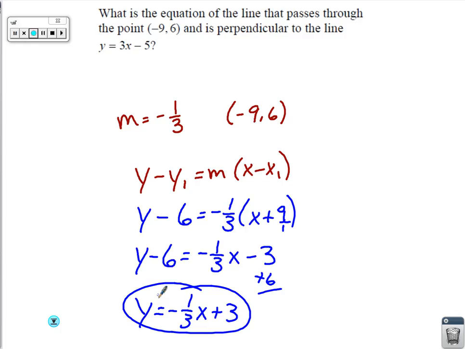You can check it. The slope of my original line was 3. The slope of this line is -1/3. They have opposite reciprocal slopes. And not only that, you can plug in the point, -9 for x, and you're going to get 6 for y. That point works. Okay.